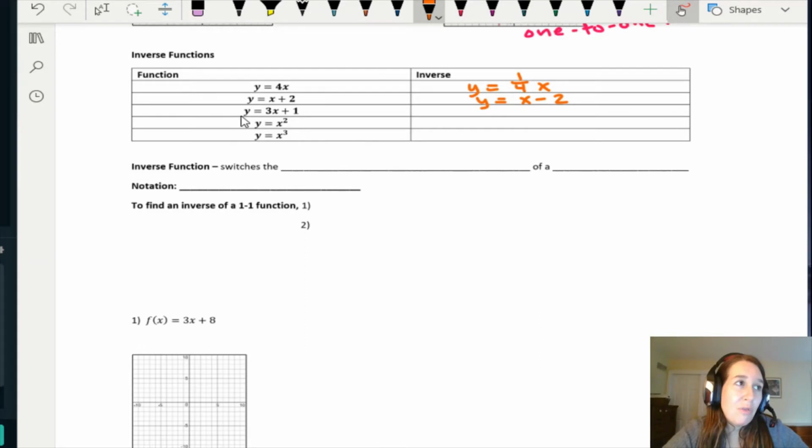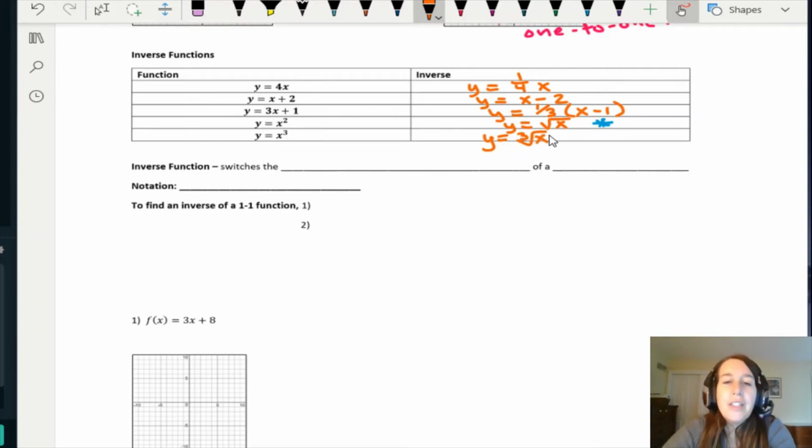If we have a function y equals 3x plus 1, the inverse of that function is 1/3 parentheses x minus 1. The function y equals x squared, the inverse of that function is y equals the square root of x. That one has a little caveat by it we'll talk about later. The function y equals x cubed, the inverse is y equals the cube root of x.